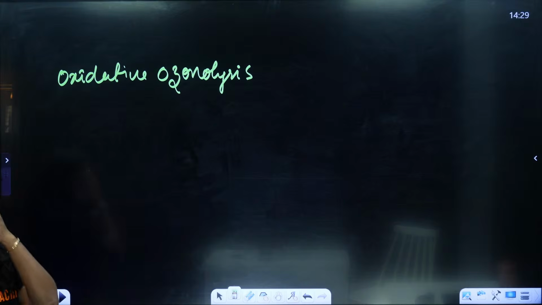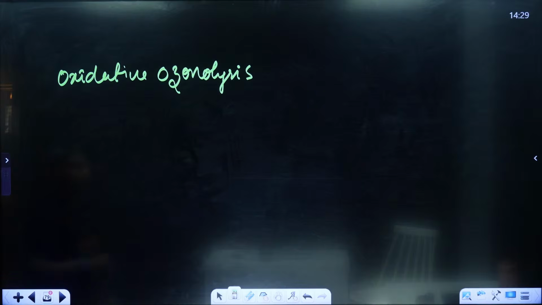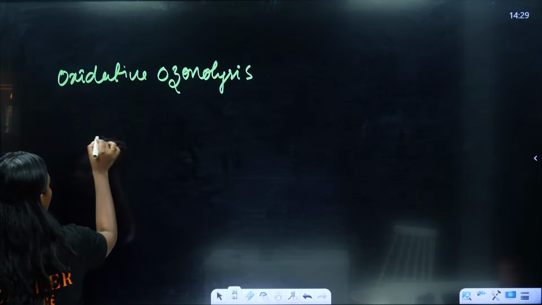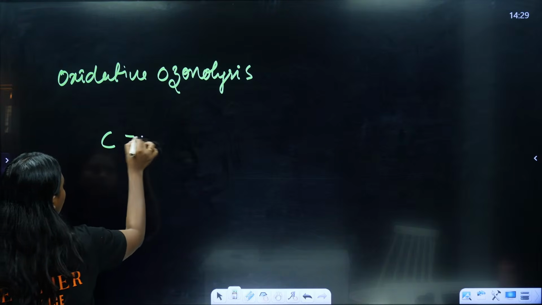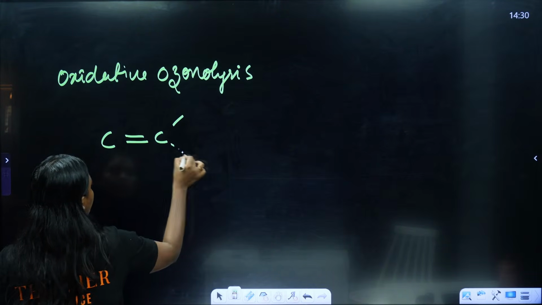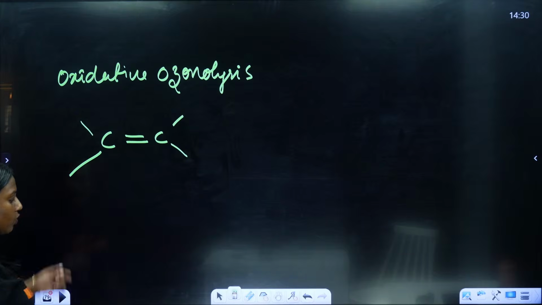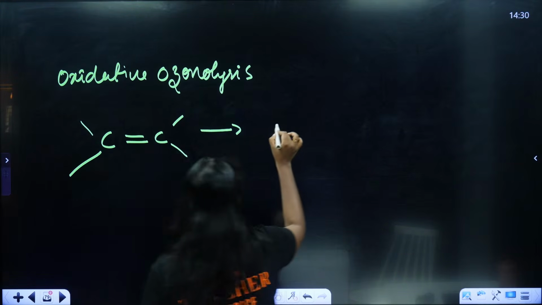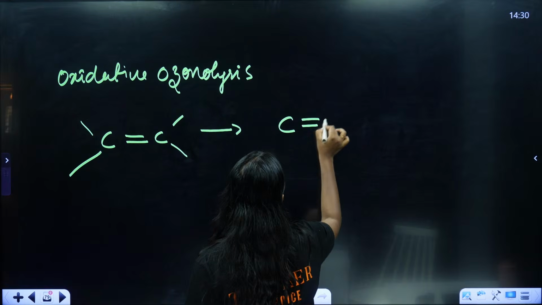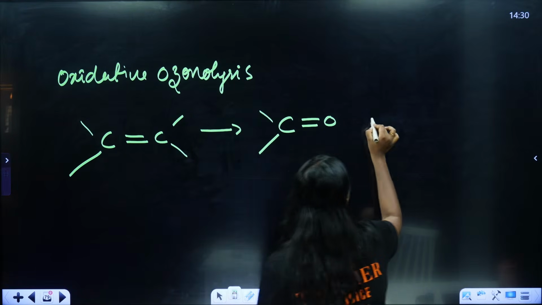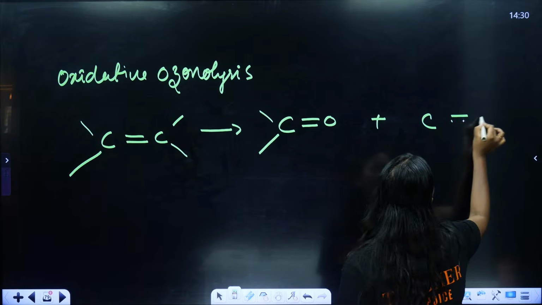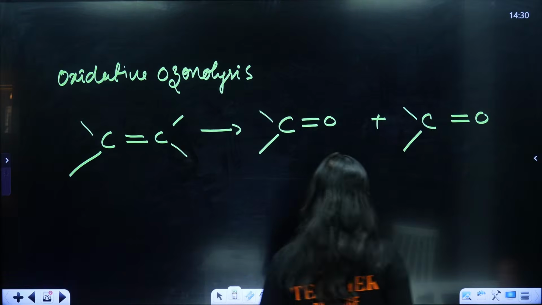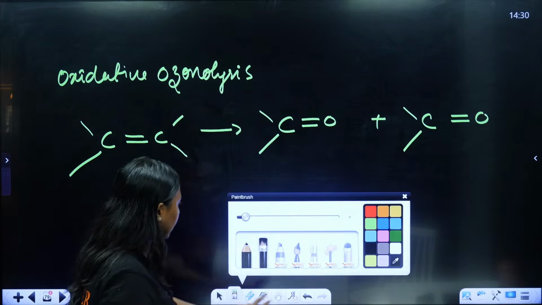Okay, oxidative ozonolysis, how it happens is very simple, same thing. So here I am taking C double bond C, here also it is there. So what will happen in our first reaction: C double bond O plus C double bond O. So the first reaction happens as it is.